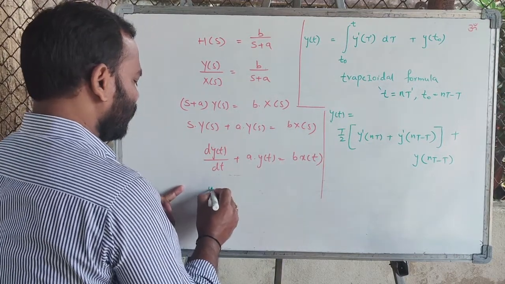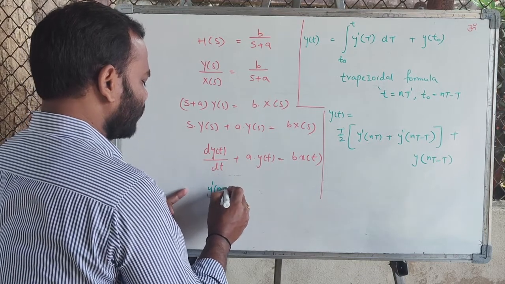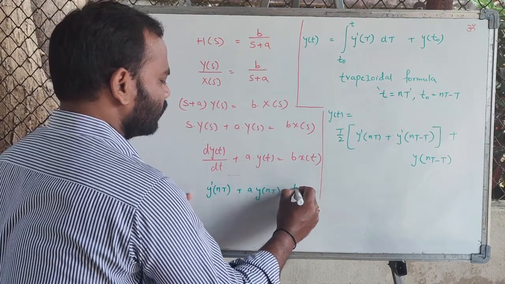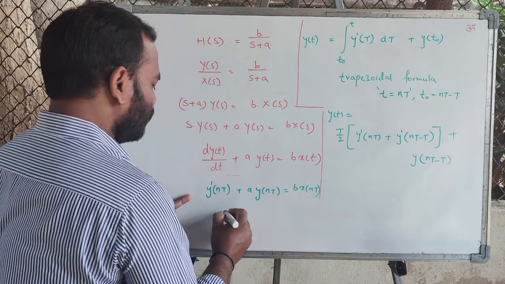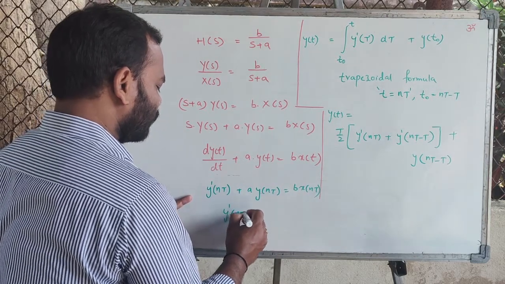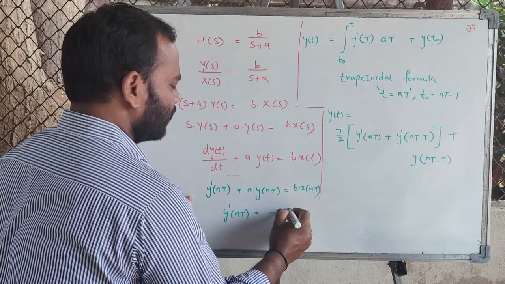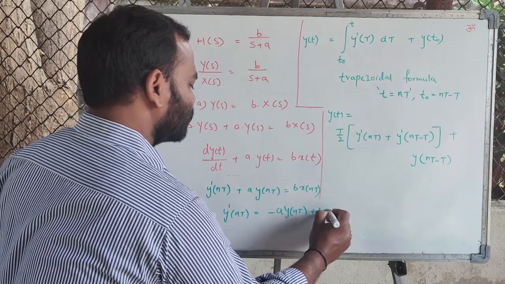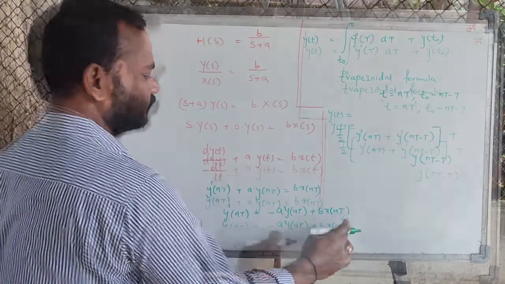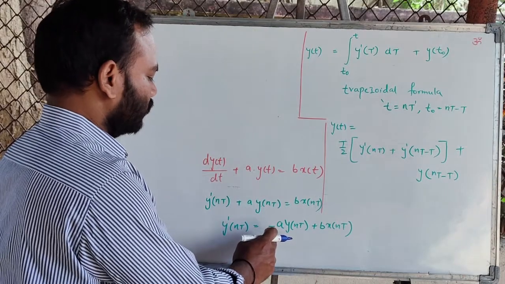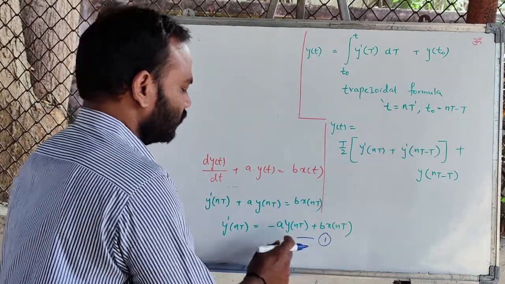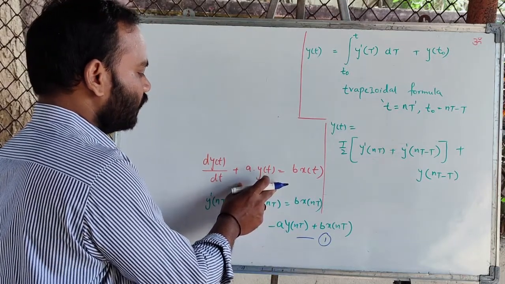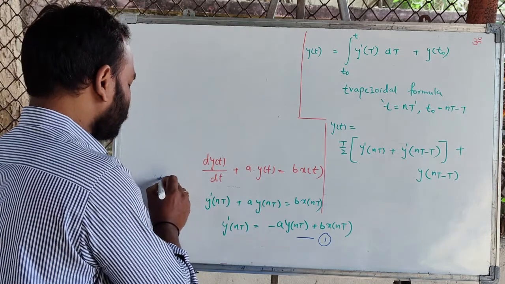Now we will evaluate this particular differential equation at t is equal to nT. So y dash of nT plus a y of nT is equal to b times x of nT. So here y dash of nT is equal to minus a y of nT plus b times x of nT. This is equation 1. We have obtained this equation by evaluating this first order differential equation at t is equal to nT.